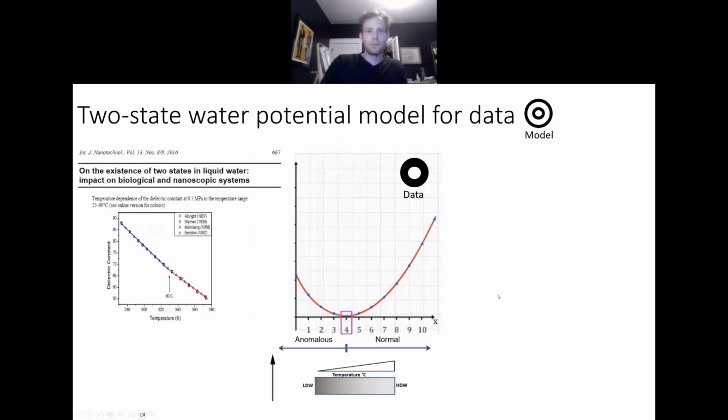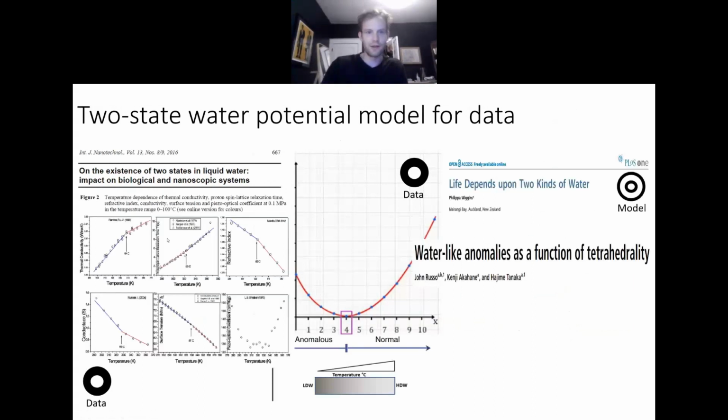Several different groups seem to have independently come across this theory, one of them being this paper on the existence of two states in liquid water, impact on biological and nanoscopic systems. Here they look at different physical measurements like dielectric constant, and they see that this line has a slight bend in it where it changes. Normally we expect a straight line, but instead for all these physical properties in water, they keep finding these bends where it kind of breaks around 50 to 60 Celsius. And they interpret that as evidence of two states in liquid water that simultaneously exist.